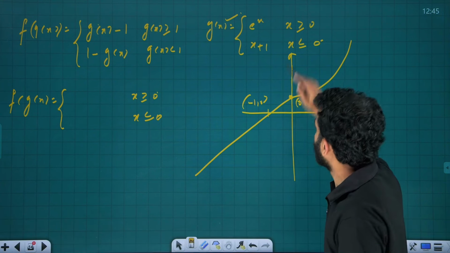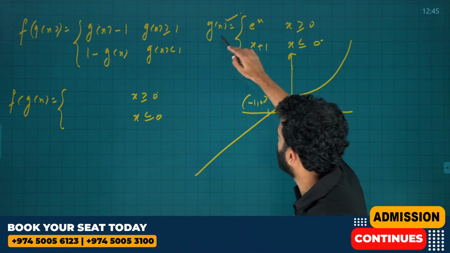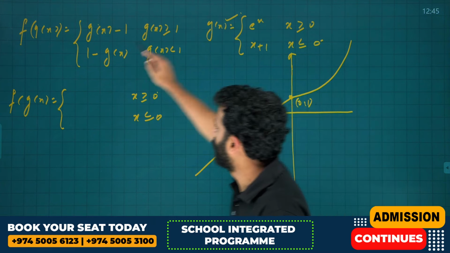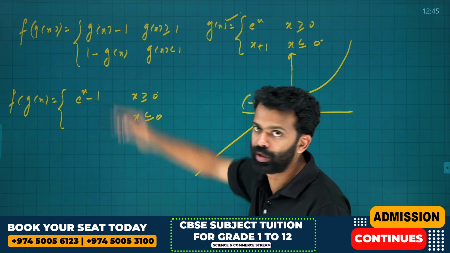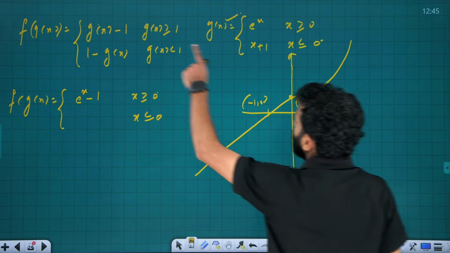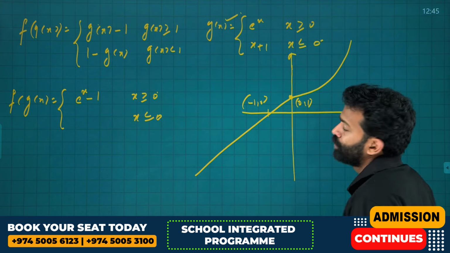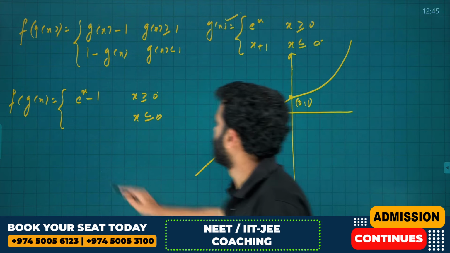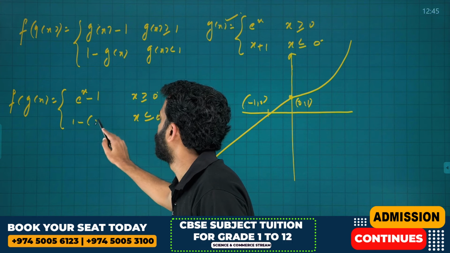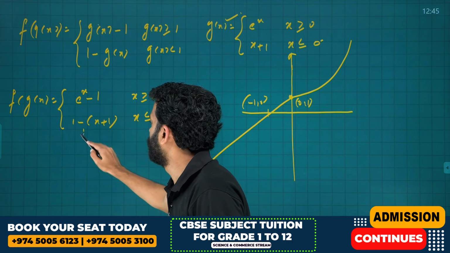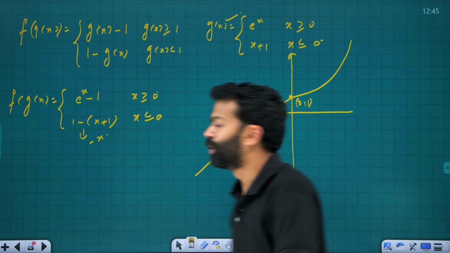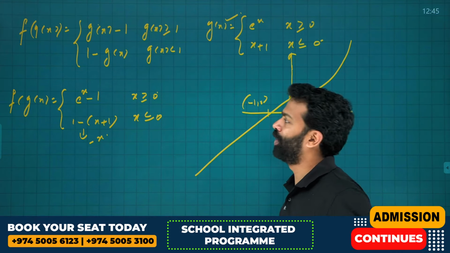Next one. For x greater than or equal to 0, what is the value of g of x? E raised to x. That value we need to assign here, that is e raised to x minus 1. Okay, for g of x, we need to assign the corresponding value. And for x less than or equal to 0, what is the value of g of x? That is x plus 1. That is 1 minus of x plus 1. Its value will be reduced to what? Minus x. So this is what f of g of x looks like.